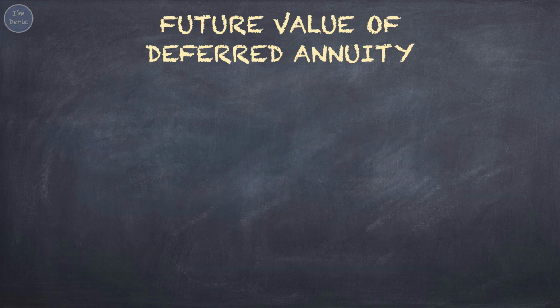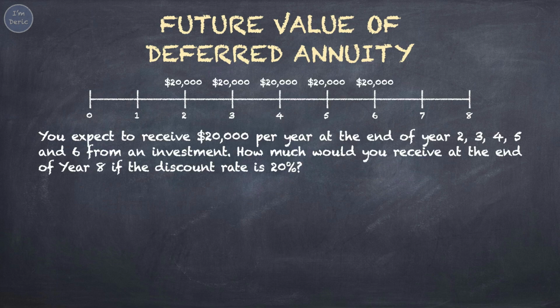Next, let's look at the calculation of future value of deferred annuity. You expect to receive $20,000 per year at the end of year 2, 3, 4, 5, and 6 from an investment. How much would you receive at the end of year 8 if the discount rate is 20%? To calculate the future value of a deferred annuity, we need to go through 2 steps. First step is to get the NPV, second step is to convert the NPV to future value.